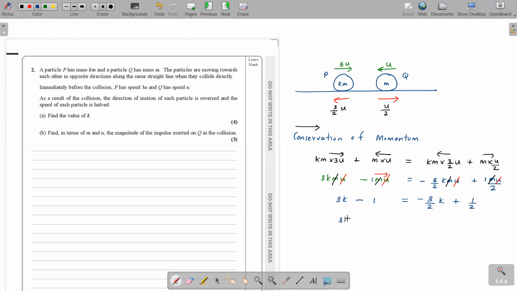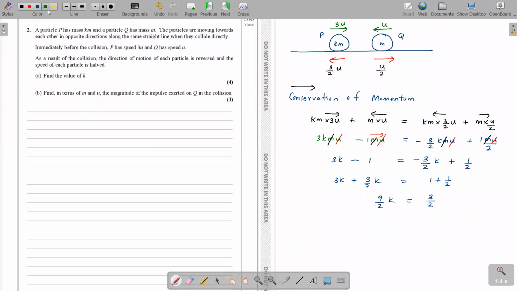Take all the k terms to one side. 3k plus 3 over 2k equals minus 1 goes to the other side, plus 1, and this plus half. How much is it? 3 plus 3 over 2 is 9 over 2k. Am I correct? 1 plus half is 3 over 2. And then the 2 and 2 will cancel, making k the subject. We get 2 into 3 over 9 into 2, right? This 2 goes up here, this 9 comes down here. And you can cancel 2 to 3 over 9, which means k is equal to 1 over 3. Is that okay?